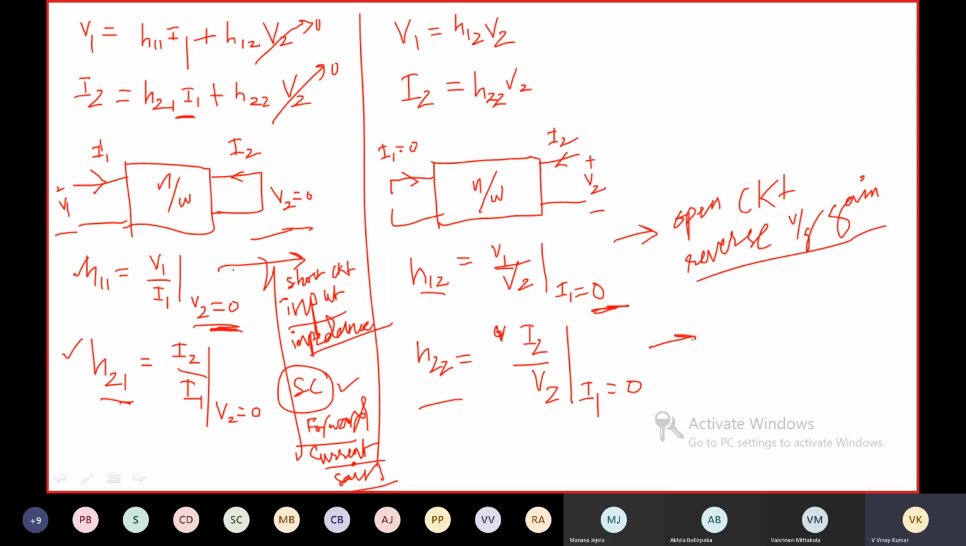Coming to this, you are going to get H22 by open circuiting port 1. That's why it is open circuit. It is the ratio of current to voltage, and the ratio of current to voltage means admittance. You are finding admittance at the output port, so it is called open circuit output admittance.